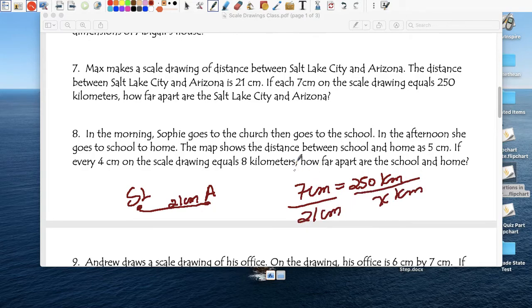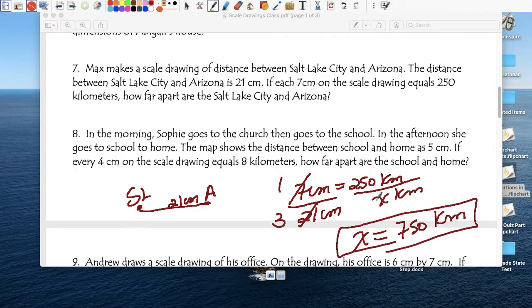So you can simplify this if you want. Right, 7 over 21, you can break that and make it 1 over 3 if you wanted to. And then 3 times 250, 750 kilometers in real life. If you didn't simplify, you would multiply 7 times x, which is 7x. No, sorry, 21 times 250, and then divide everything by 7. Okay, you get the same answer.